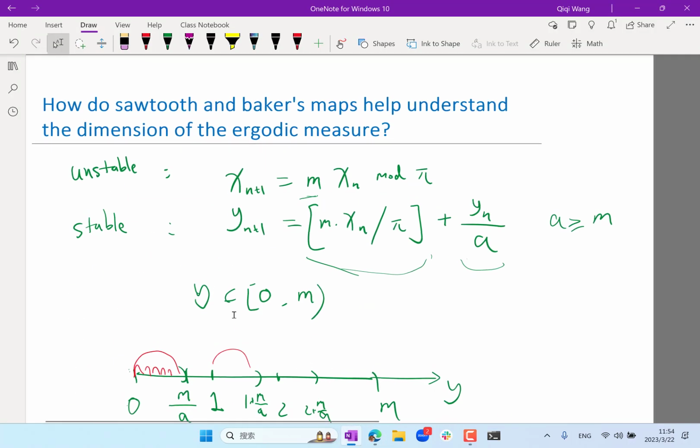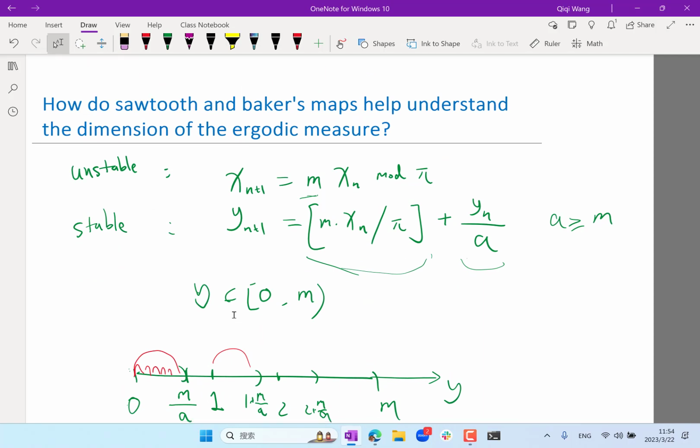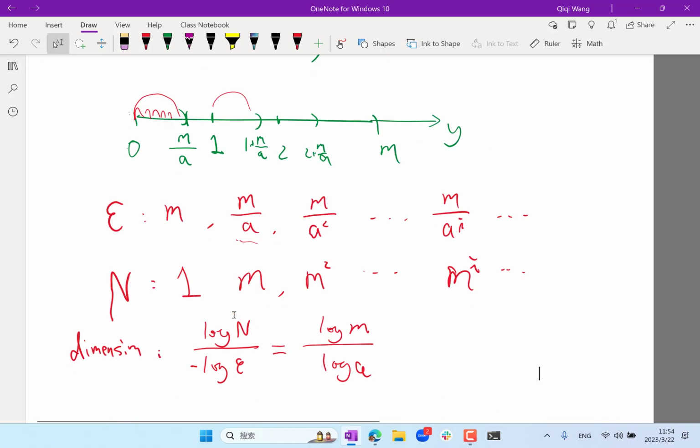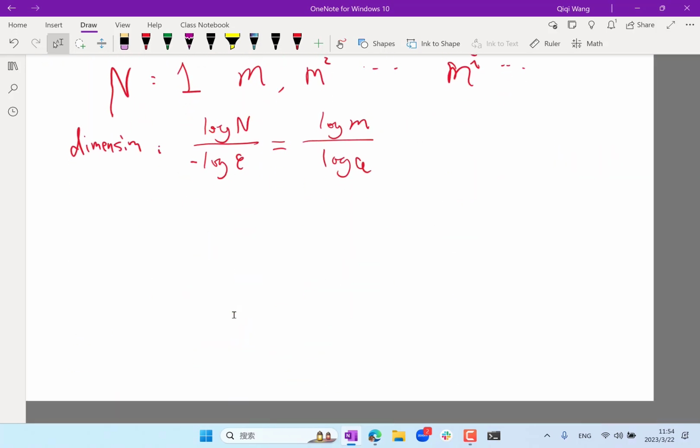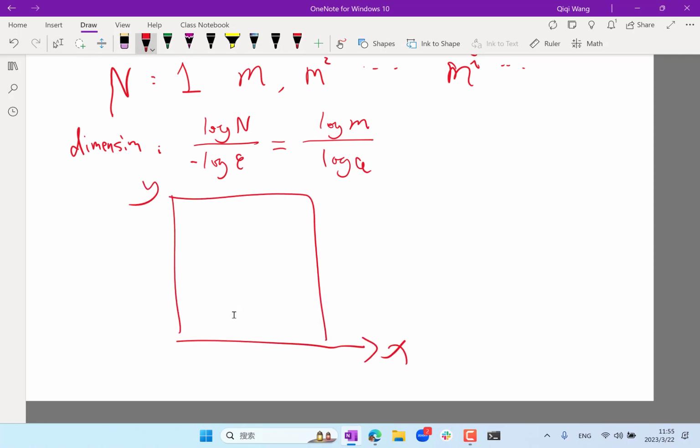So this is really just looking at the y dimension of the Baker's map. What do you think if I look at both x and y direction? Do you remember what the x direction looks like? It's contiguous, right? So what is the dimension of the two-dimensional Baker's map if you look at the x and the y, right? And think about how many n's you need to cover the two-dimensional space. What do you think?